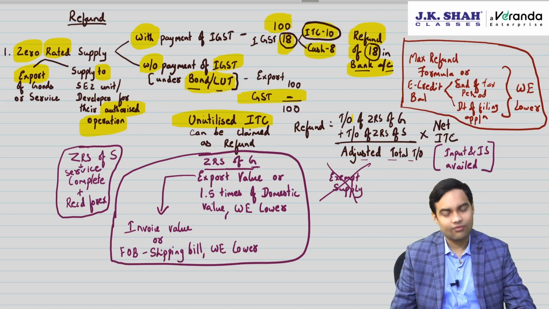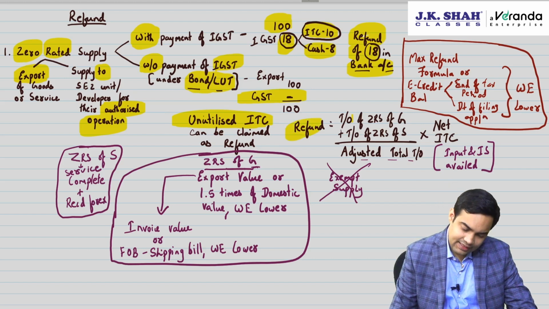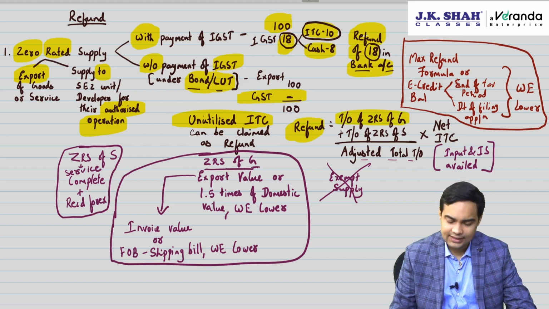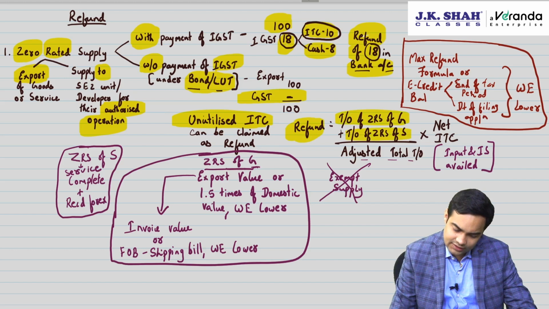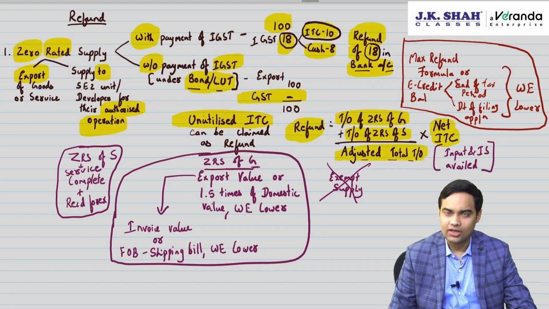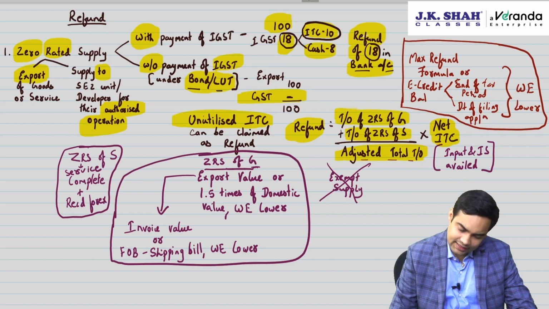Is there a formula for that? Yes. The formula for refund is turnover of ZRS of goods plus turnover of ZRS of services divided by adjusted total turnover into net ITC. Now we need to understand each of these terminologies. Turnover of ZRS of goods.